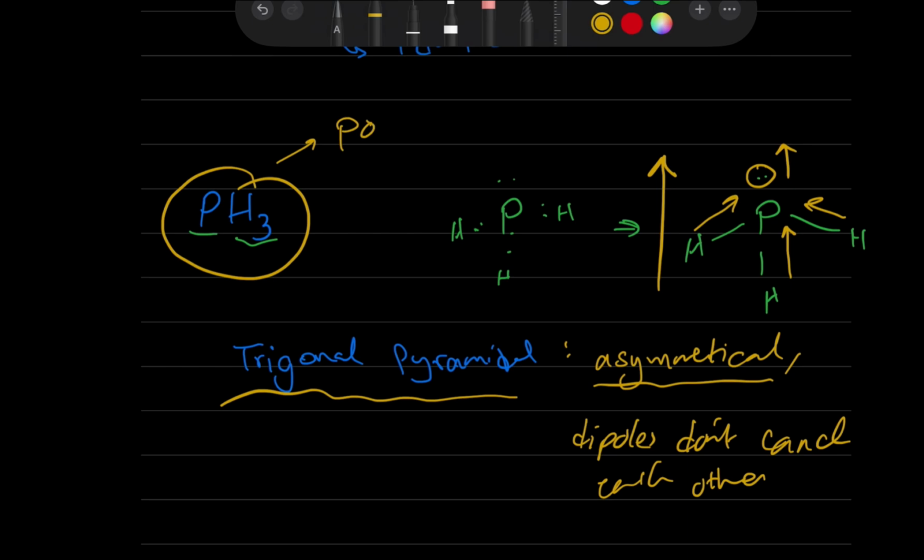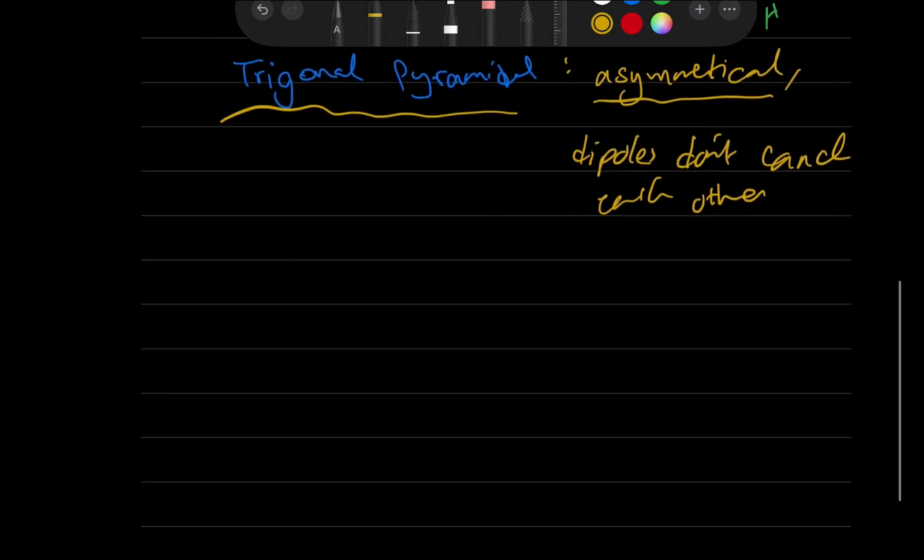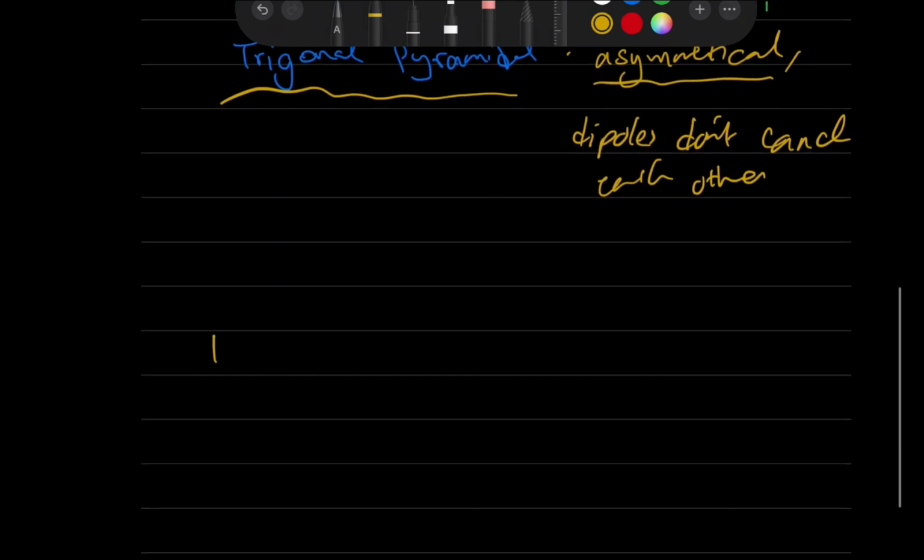Since they do not cancel each other as a result of asymmetry, this compound here is polar. As a result of its polarity, it contains two types of van der Waals forces, which are the instantaneous dipole-induced dipole, in addition to the permanent dipole. So we have two types of van der Waals forces at that point. Let's take BF3, for example. All right, so let's draw the BF3.